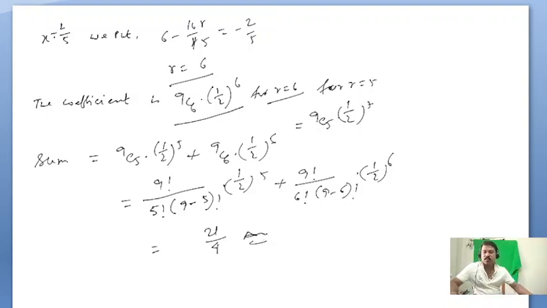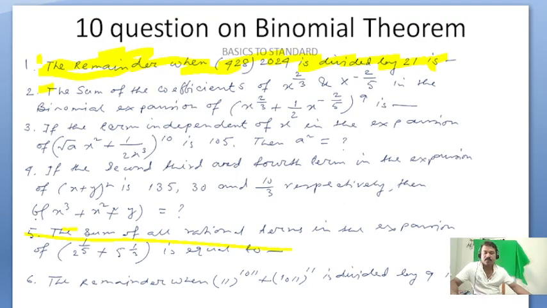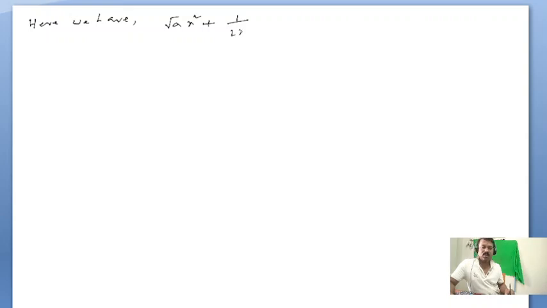Now come to the next problem. Here, if the term independent of x in the expansion of (square root of a x square plus 1 by 2 x cube) whole to the power 10 is 105, then a square equals? Okay, come to the next page. Here we have this expression. We first find the general term.